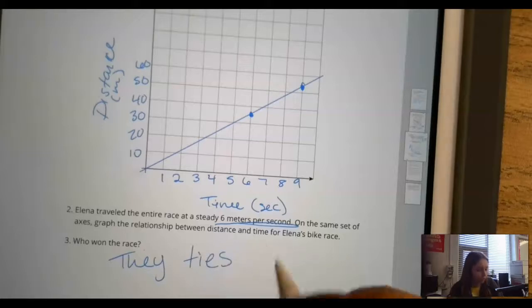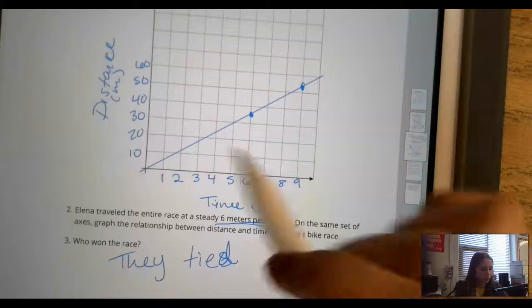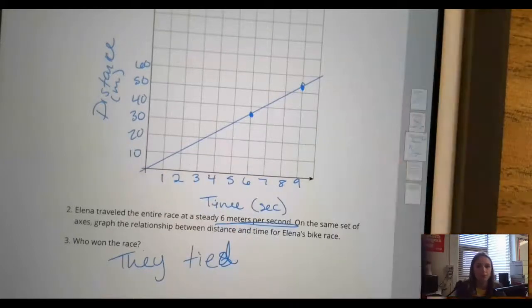Because if they are, they tied. So they are going at the exact same speed, constant speed, for the exact same distance. So, therefore, they tied. So if I were to graph this, it would be the exact same line.